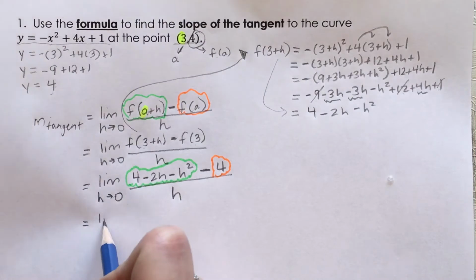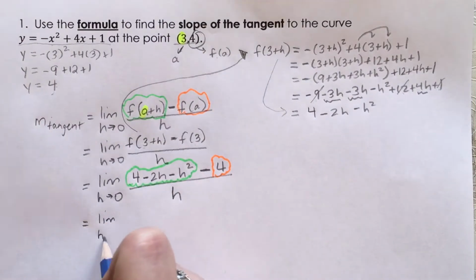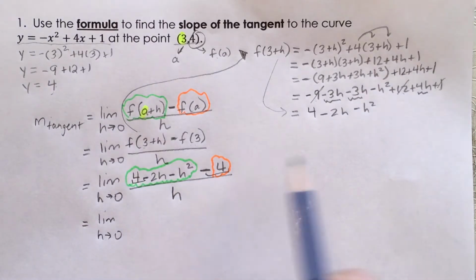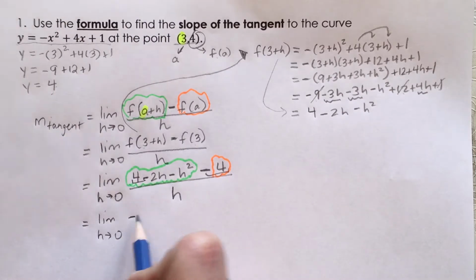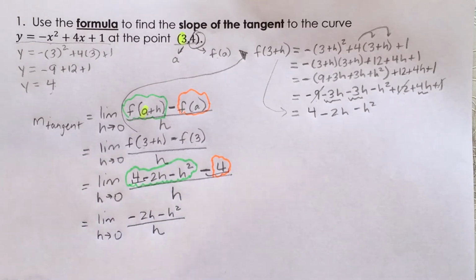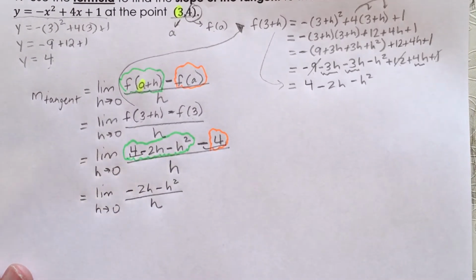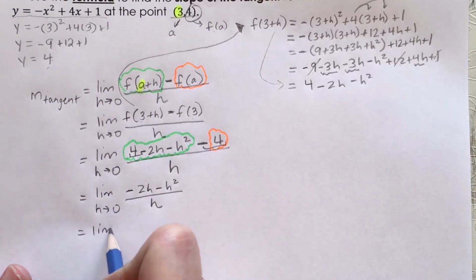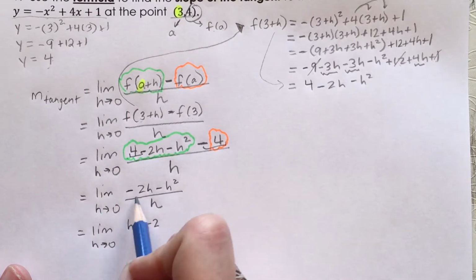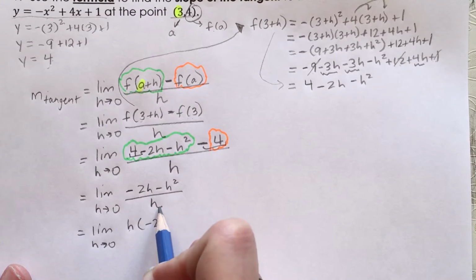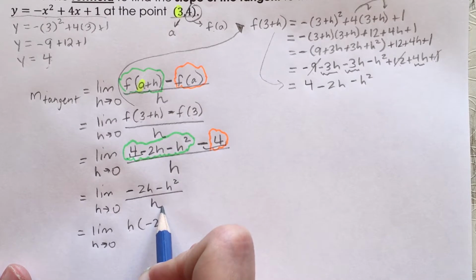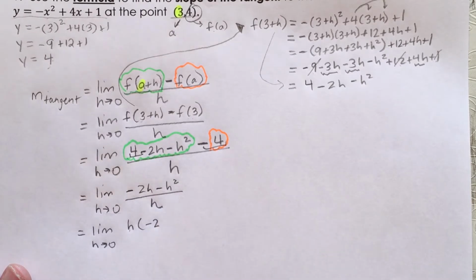So then if we simplify the numerator by collecting like terms, we've got this 4 and this minus 4, which give us 0. So we're left with negative 2h minus h squared in the numerator and h in the denominator. So we could divide top and bottom by h, or we can common factor h out of the numerator. If I common factor h out, it's because I want to get rid of this h, because I can't let h approach 0 if I've got h in the denominator also approaching 0, because division by 0 is impossible.